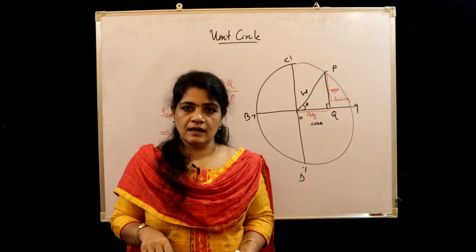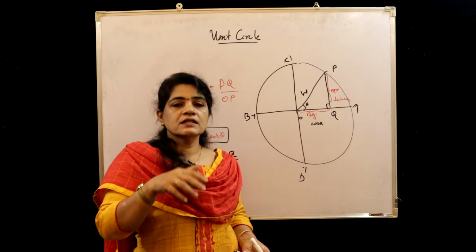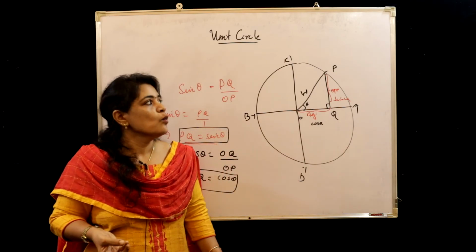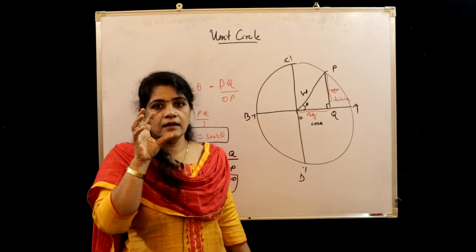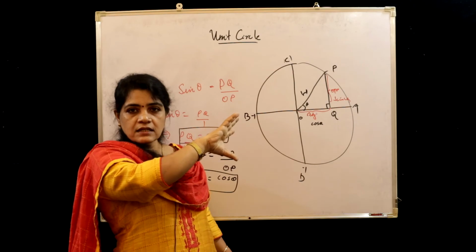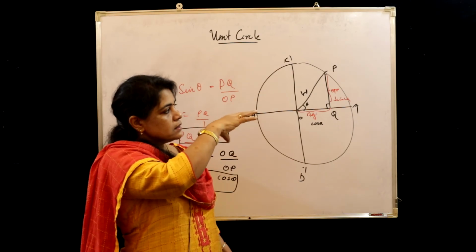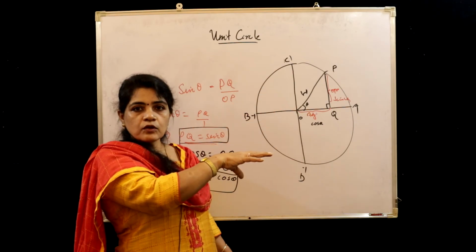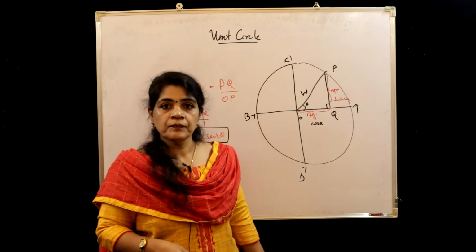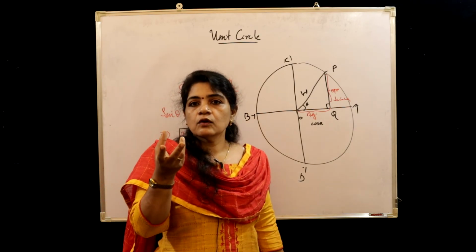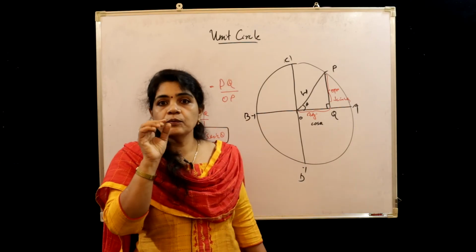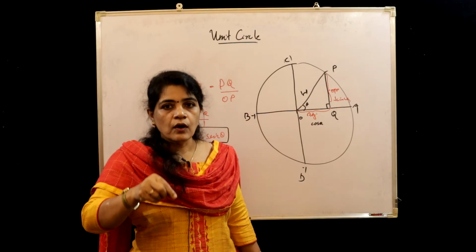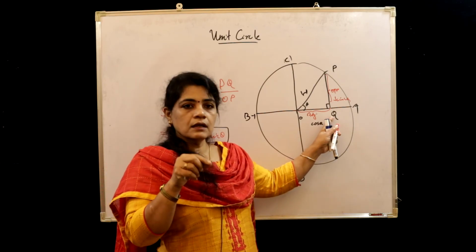And parallel to this, children, we will get one more concept. What can be the coordinates of this P? We have this coordinate axis: first quadrant, second quadrant, third and fourth, with minus values marked. Then what are the coordinates? We should get the x coordinate and y coordinate of this point P. For that we will draw a line towards this Q.